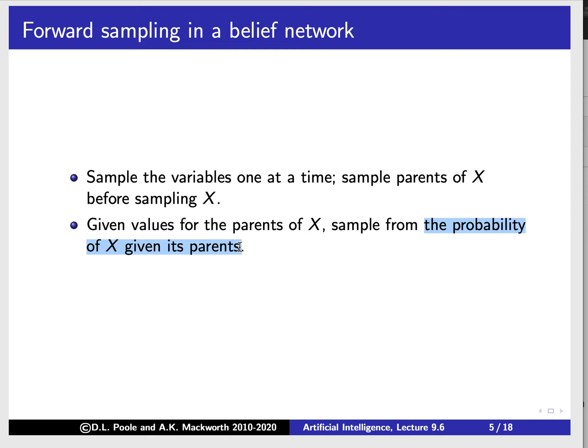This is the probability of x given its parents. We know how to sample from that distribution because that's just a normal one-dimensional distribution. We've already seen that. So given the values of the parents, we're going to sample x from this probability. And that's now easy to do. We know how to do that. Okay, and that's all that happens here.